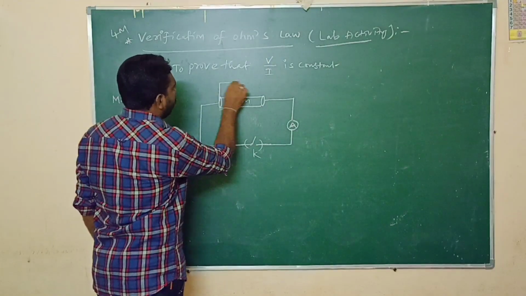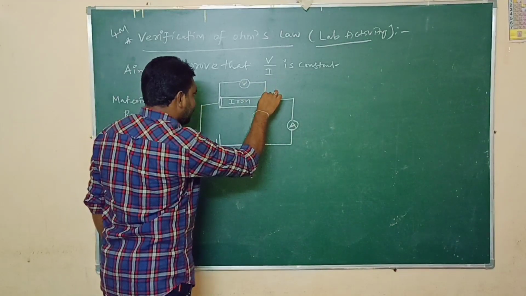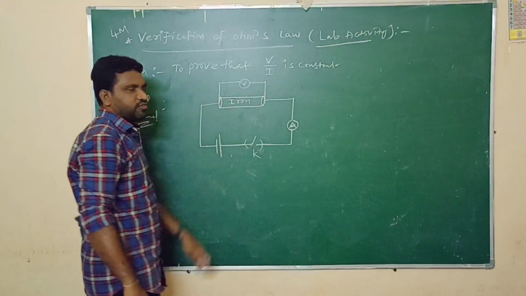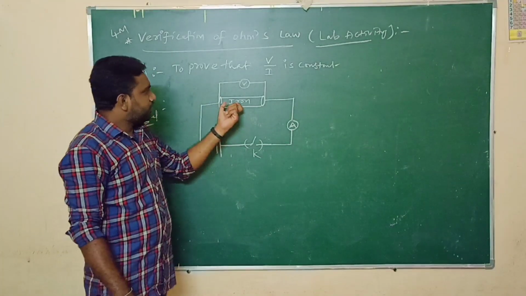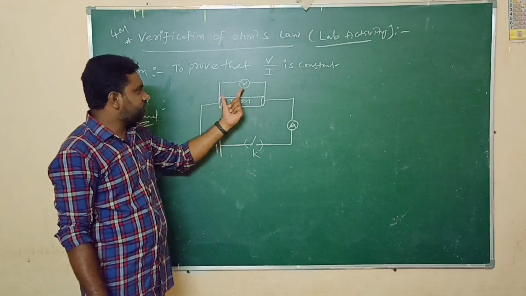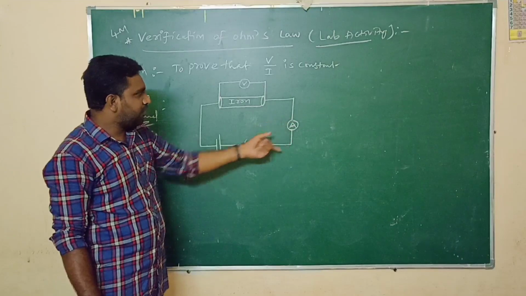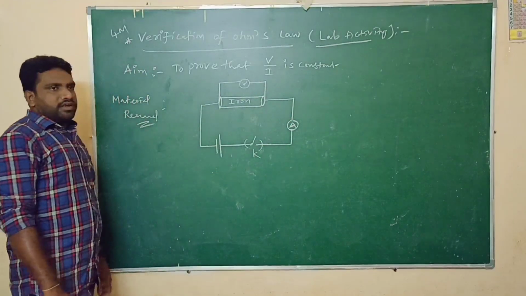Always we should connect the voltmeter in parallel. That's why I am going to connect the voltmeter in parallel with respect to the iron spoke. Why? Because we are going to verify Ohm's law in the case of iron. So we should connect the voltmeter in parallel with respect to iron. I am going to connect the ammeter in series. Wherever you connect the ammeter, nothing will happen. So these are the required materials.